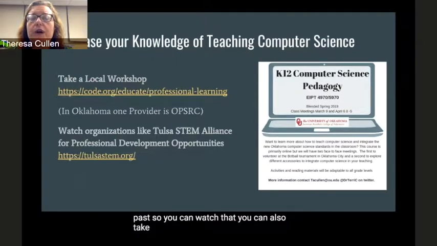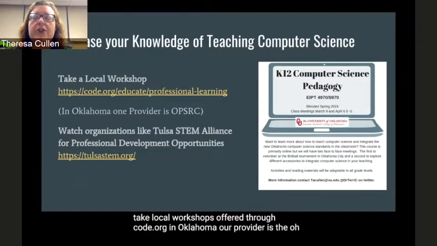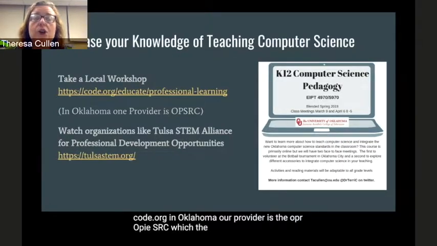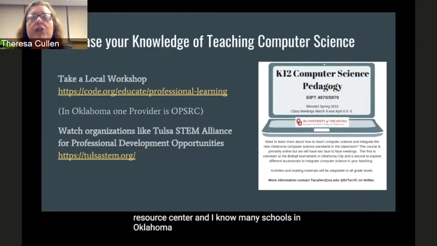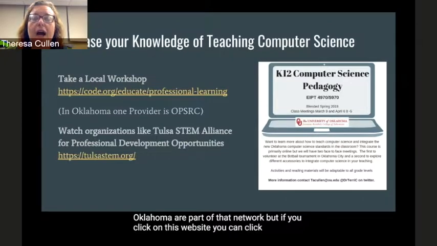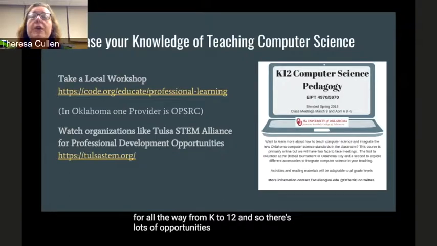In Oklahoma, our provider is the OPSRC, which is the Oklahoma Public School Resource Center. And I know many schools in Oklahoma are part of that network. But if you click on this website, you can type in your zip code, and it will tell you where there are classes nearby. They offer classes for all the way from K to 12. And so there's lots of opportunities for you to go to a workshop with other teachers and learn about teaching computer science.